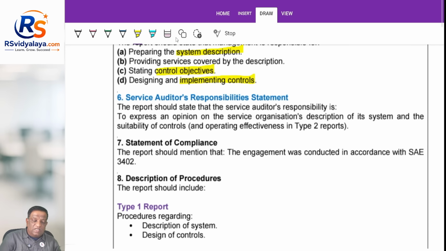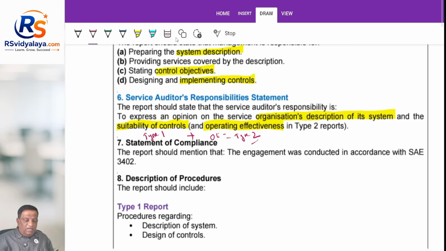Since it is neither an audit nor a review, he must make sure the language he is using reflects that. So, the service auditor should state that he is expressing an opinion on the service organization's description of its system. He is not commenting on the financials, but on the organization's description of the system and the suitability of the controls. If you also expect operating effectiveness, then, as we repeat, till here it is Type 1, and if we add operating effectiveness, it becomes Type 2.